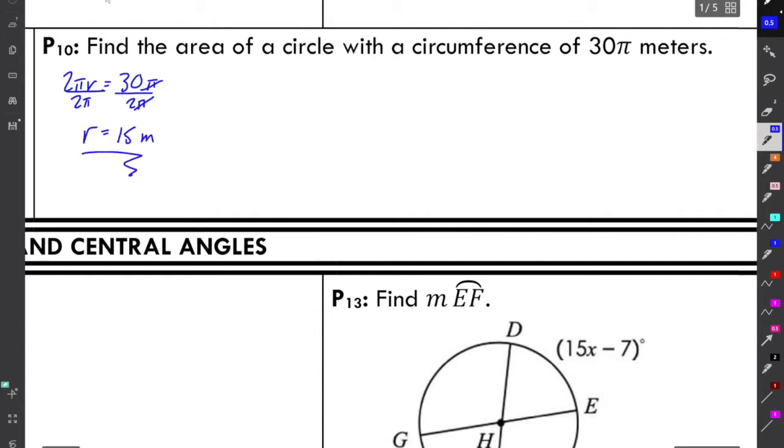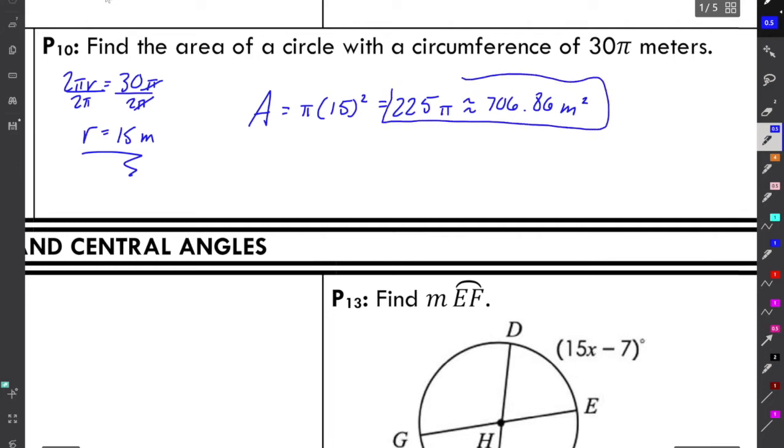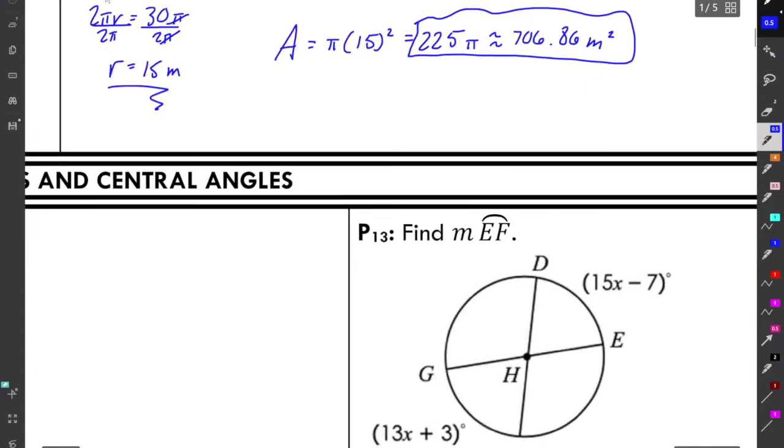But we want the area, so the area formula is pi r squared, so pi times 15 squared. 15 squared is 225. So our answer in terms of pi is 225 pi, which approximates to 706.86. And remember, this will be meters squared because area is always measured in squared units. And that's area and circumference.